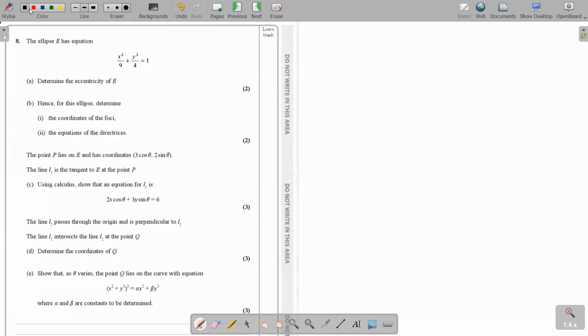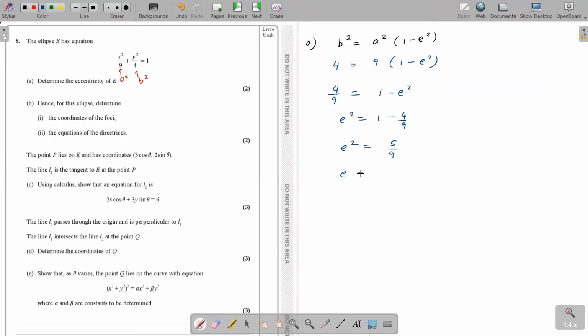So let's apply that. b squared equals a squared times 1 minus e squared. So you can see here x squared over a squared is 9, b squared is 4. So b squared is 4, a squared is 9, 1 minus e squared. Can you make e the subject? 4 over 9 equals 1 minus e squared. e squared equals 1 minus 4 over 9. e squared equals 5 over 9, right? Which means e equals root of 5 over 9, which is root 5 over 3. So the eccentricity of the ellipse is root 5 over 3.